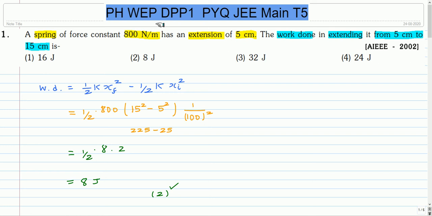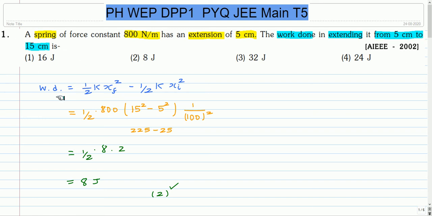In this video, I will discuss some work energy power problems from previous question papers of JEE Main. This is the first question. A spring of force constant 800 Newton per meter has an extension of 5 centimeters. The work done extended from 5 centimeter to 15 centimeter is.